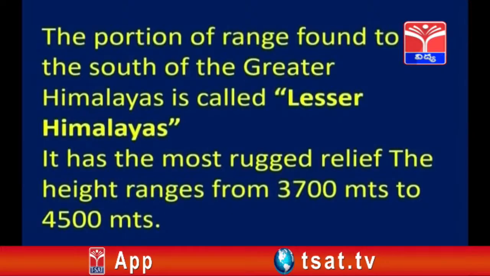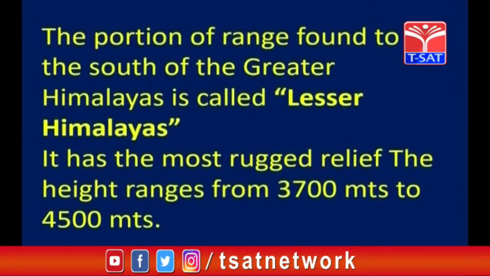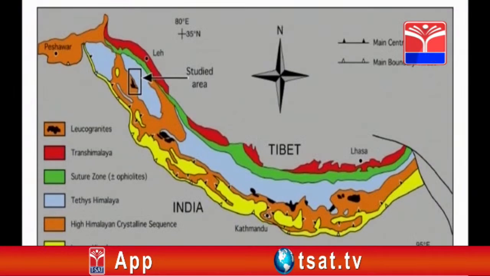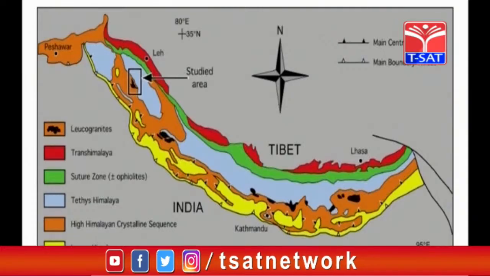The portion of the range found to the south of the Greater Himalayas, we call the Lesser Himalayas. It has the most rugged relief, and its ranges have heights from 3,700 meters to 4,500 meters. Here, the yellow colored part is what we call the Lesser Himalayas.